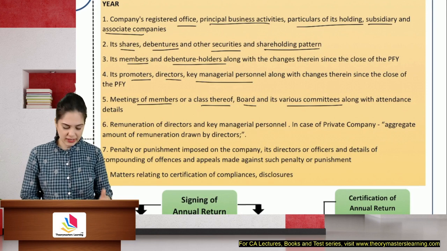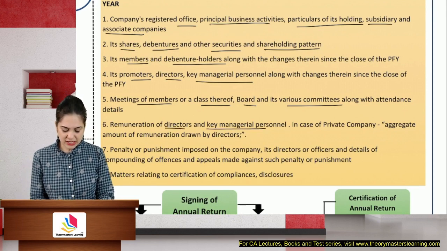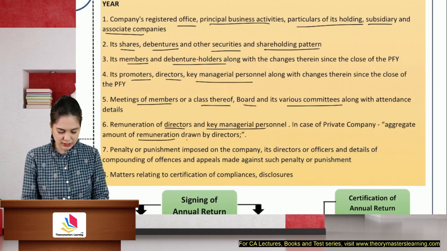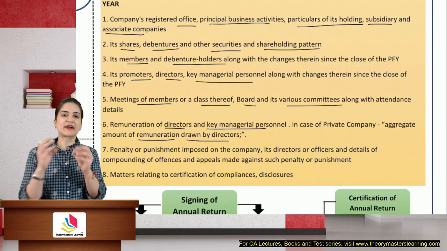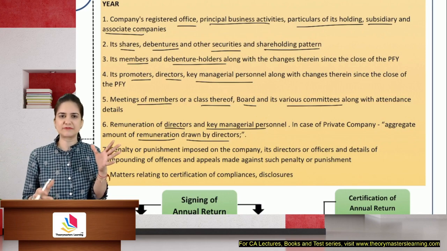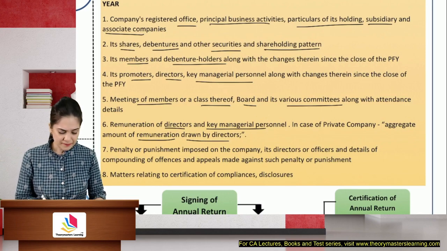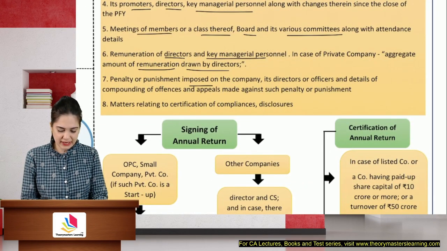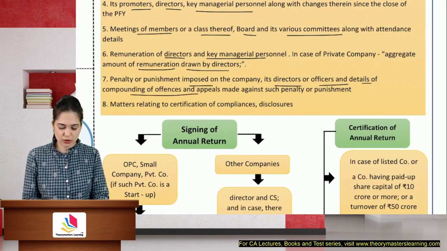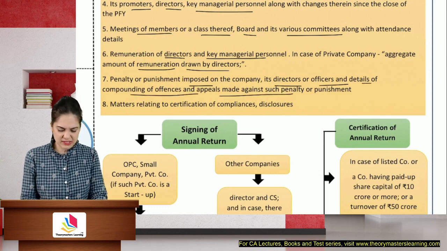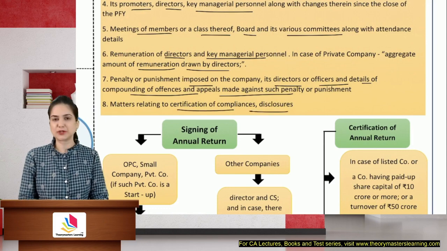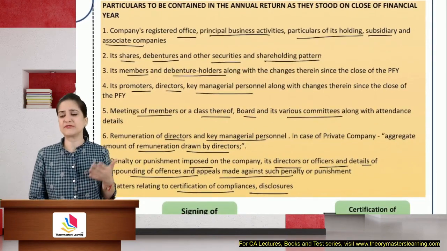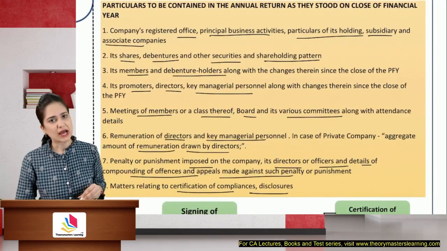Number of meetings that were held, remuneration of directors, key managerial personnel. In case of a private company, aggregate amount of remuneration drawn by the directors. So some financial information, some non-financial information is mentioned in the annual return. In case a penalty or a punishment is imposed on the company, directors, officers, then details of compoundable offenses, appeals, matters relating to certification, compliances, disclosure. So these are the things which you should remember if a question is asked on the contents of annual return.